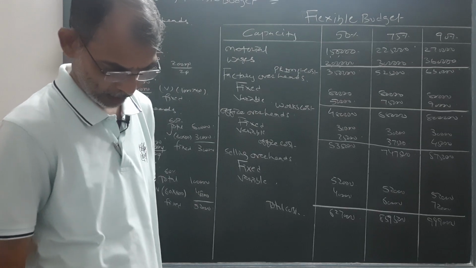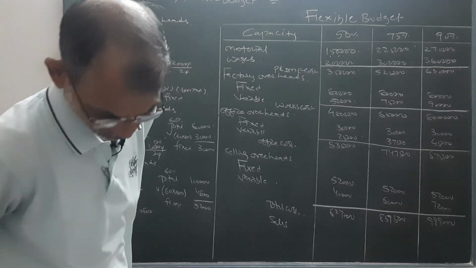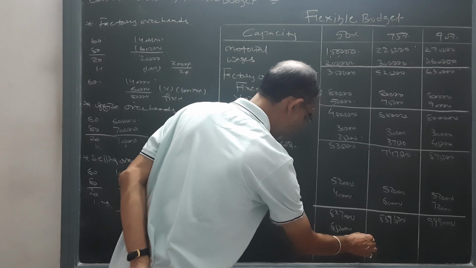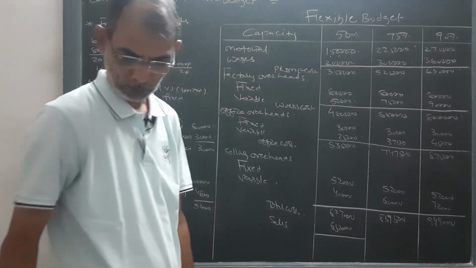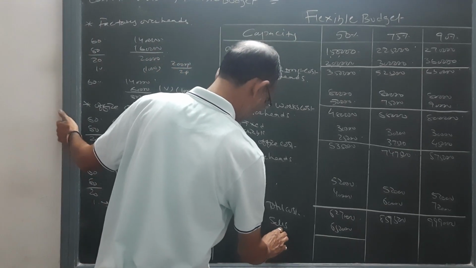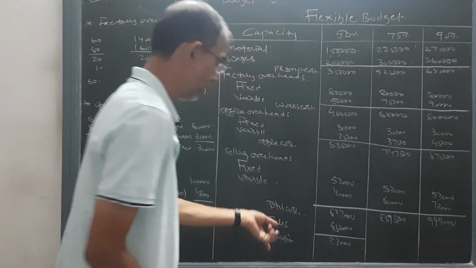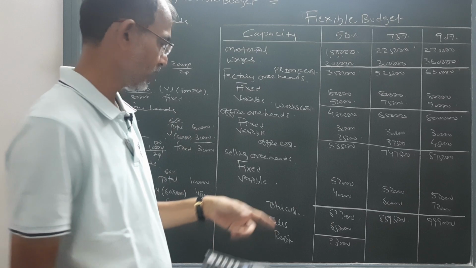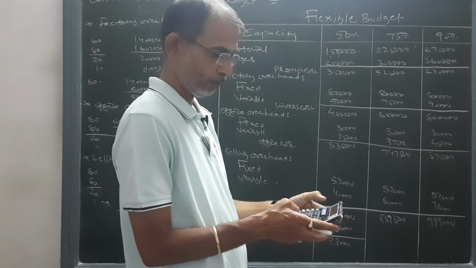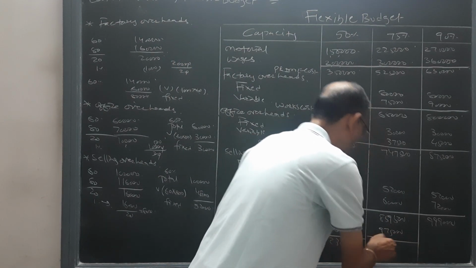Now sales at 50% capacity is 6,50,000. So profit will be only 23,000. If we jump to 75%, 650 divided by 50 into 75. So sale will be 9,75,000. How?